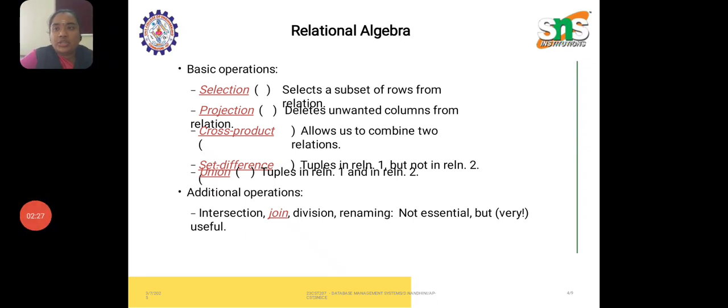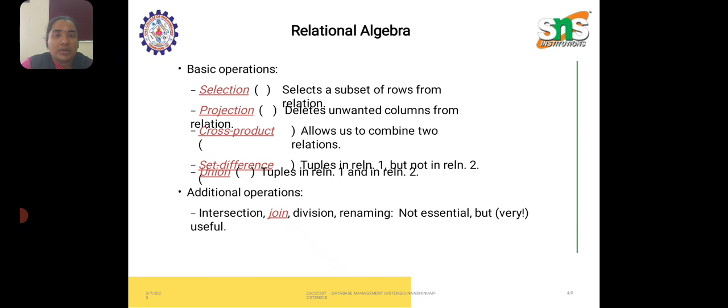The selection operator selects rows from a relation that satisfy a given condition. For example, the syntax for the select operation may be sigma condition of relation. This is an example of the selection operator. Next one is the projection operator. The project operator selects specific columns from a relation, removing the duplicates. It is used to remove duplicates.